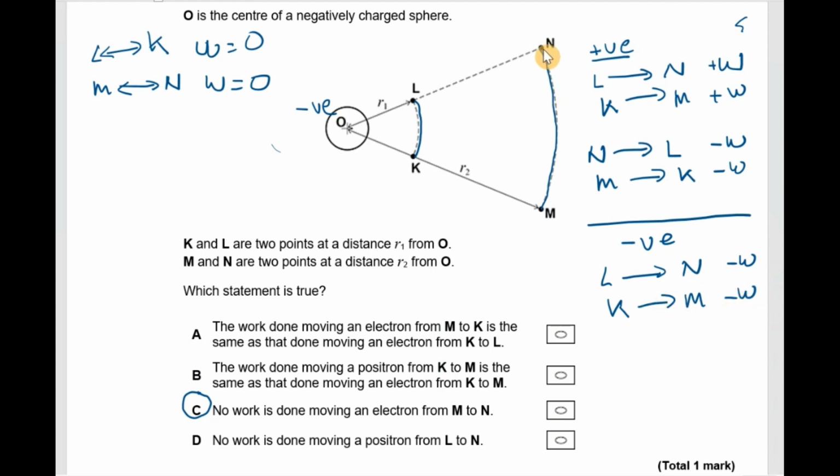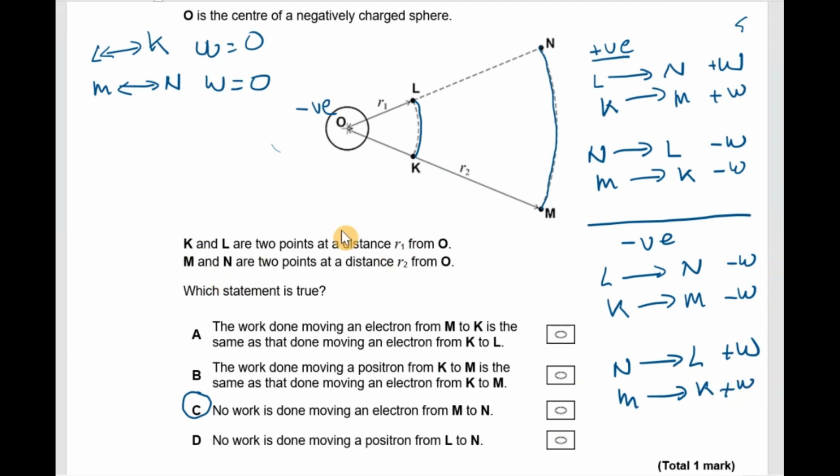But now if I take my negatively charged particle and I want to move it from N to L, I will have to push this negatively charged particle because it's being repelled by the negative sphere here. So I'll have to do positive work. So if I want to move it from N to L, there will be positive work, and that's going to be exactly the same if I move it from M to K, also positive work.